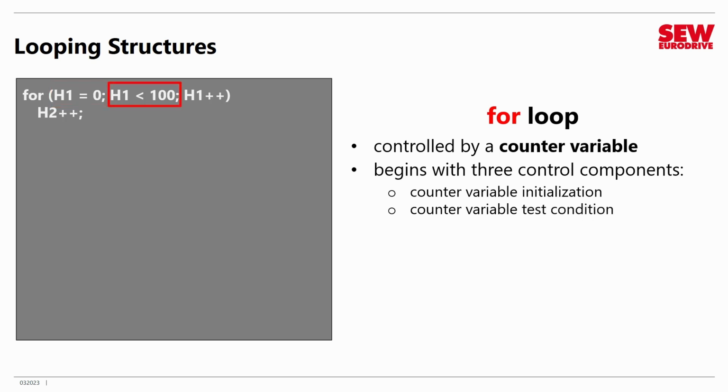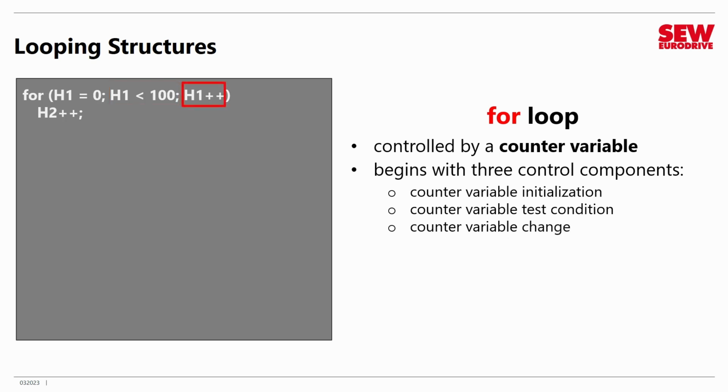The second one is the test condition: h1 is less than 100. This is how the loop decides when it's done counting. So this loop is going to start at 0 and count until it reaches 100, and then it's going to exit. As long as it's less than 100, it will keep looping. So it'll go 0 up through 99, it'll then become 100 and it'll exit.